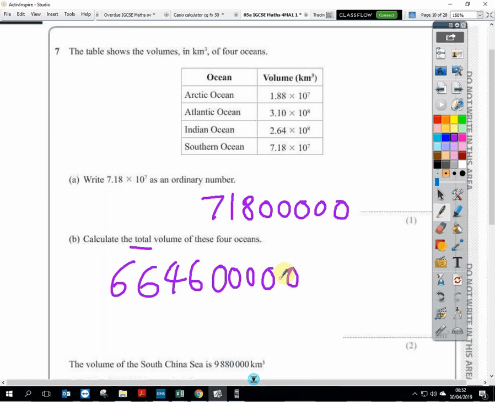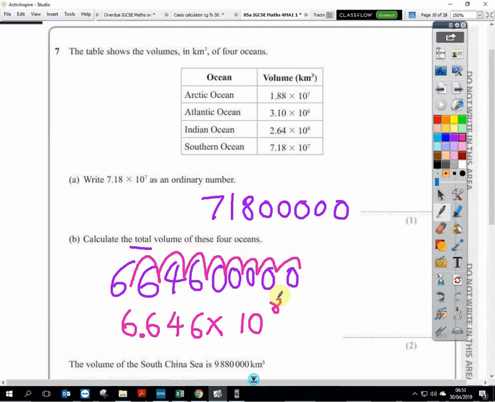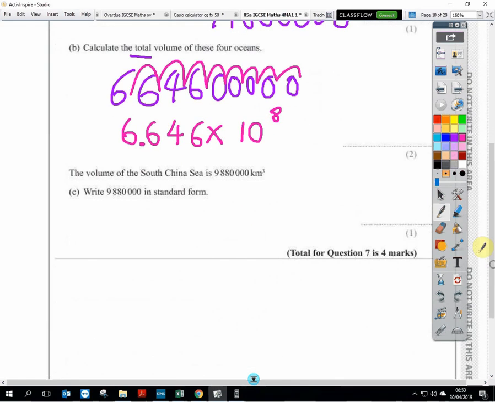What we want to do is convert this into standard form. So standard form, we have to write all the non-zero digits, a decimal point after the first one, times 10 to the power of, let's have a look, 1, 2, 3, 4, 5, 6, 7, 8. There you go. Write this number in standard form, 9.88 times 10 to the power of, let's have a look, 1, 2, 3, 4, 5, 6.